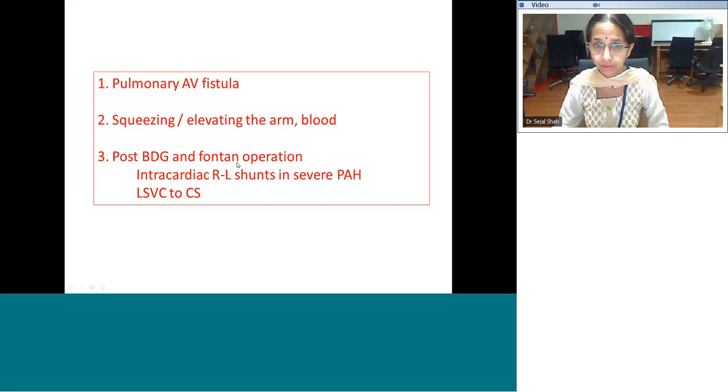So BDG and a Fontan operation, it could be used when you have a child who is desaturating to understand if it's a sizable fenestration shunting right to left, or it's a missed left superior vena cava, which is still draining into the ventricle, which is causing desaturation, or after a BDG, it could be an AV malformation, etc. Intracardiac right to left shunts, and in severe PH, and left superior vena cava to coronary sinus, which is unroofed. This is a common entity which is there in atrioventricular septal defect, where if the child is desaturating, you could double check it with LSVC to unroofed CS.